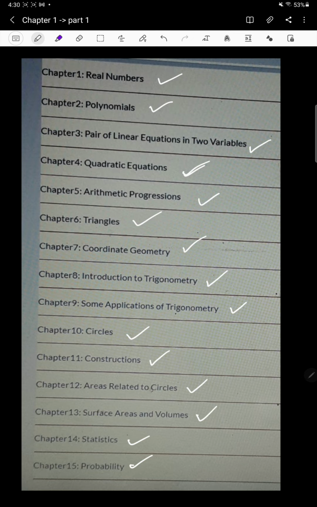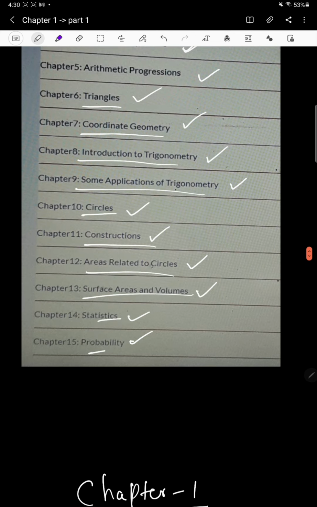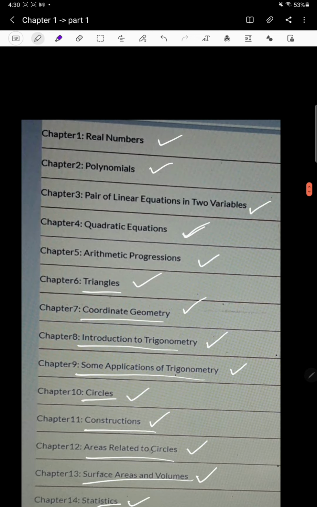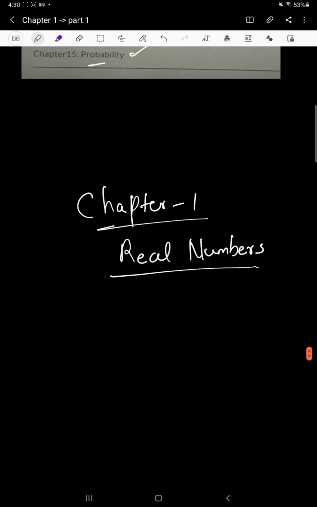quadratic equations, arithmetic progression, then we have triangles, then coordinate geometry, introduction to trigonometry, some applications of trigonometry, circles, constructions, areas related to circles, surface areas and volumes, statistics, and then finally we have probability. So now let's move on to chapter 1, that is real numbers.